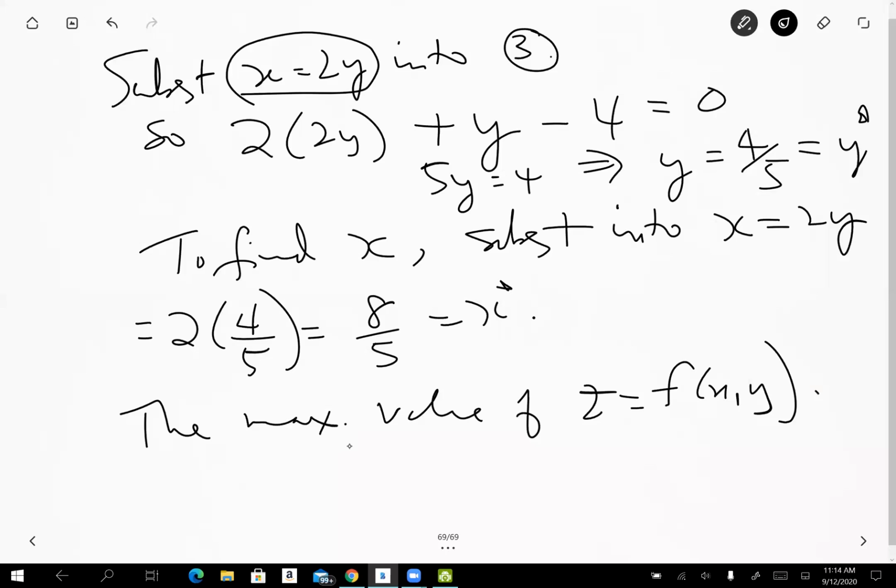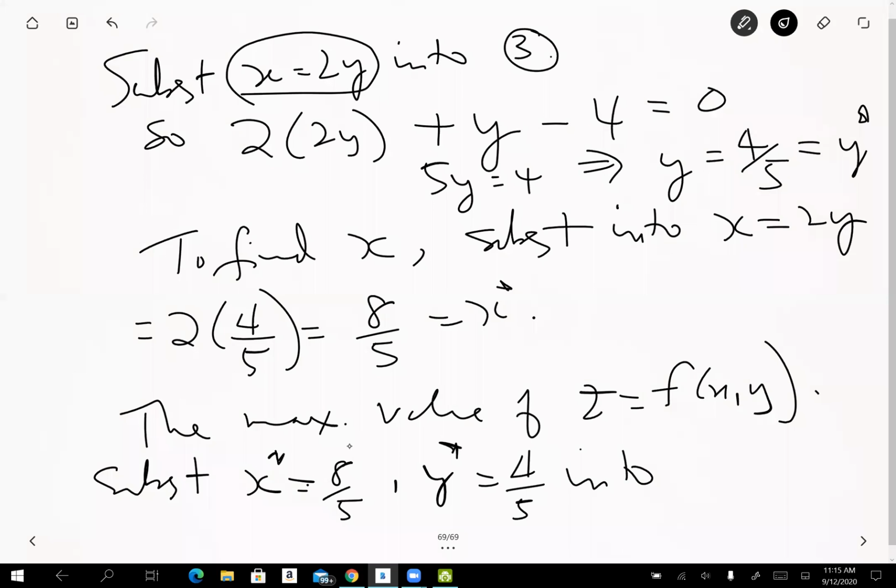How do you find it? We substitute again. X star equals 8 over 5 and y star equals 4 over 5 into the objective, z equals 25 minus x squared minus y squared. And then you substitute, what do I get? I get 25 minus 8 over 5 squared, minus 4 over 5 squared.